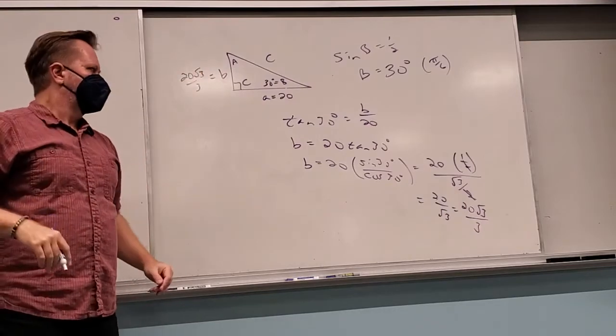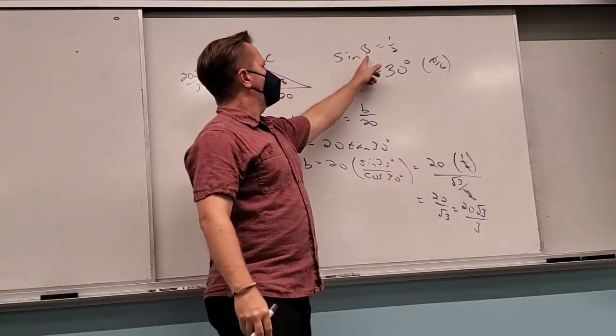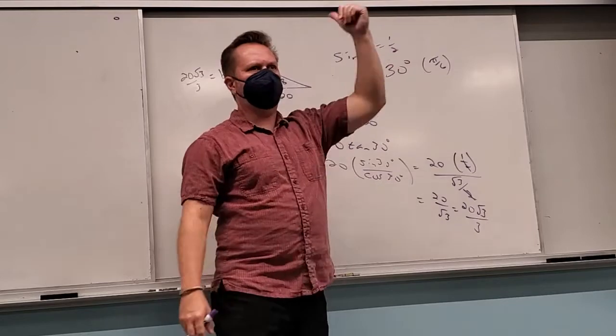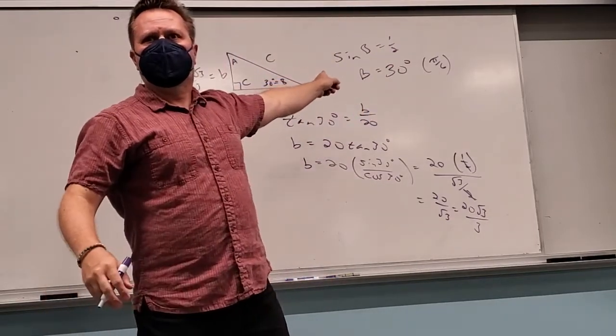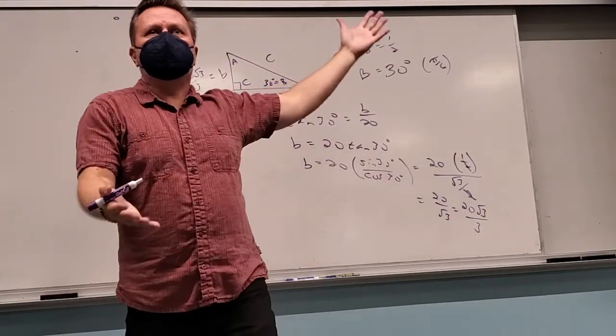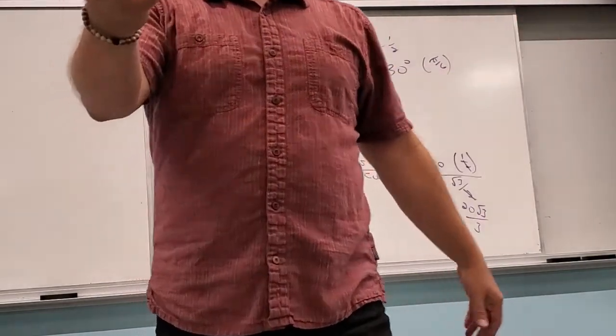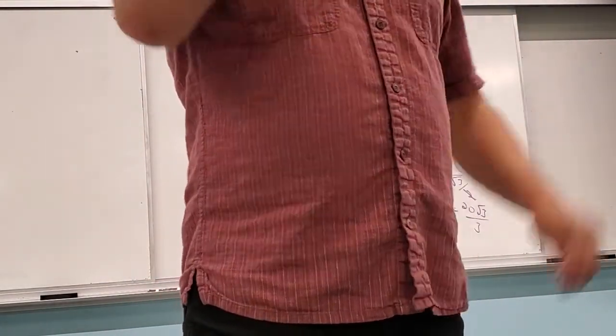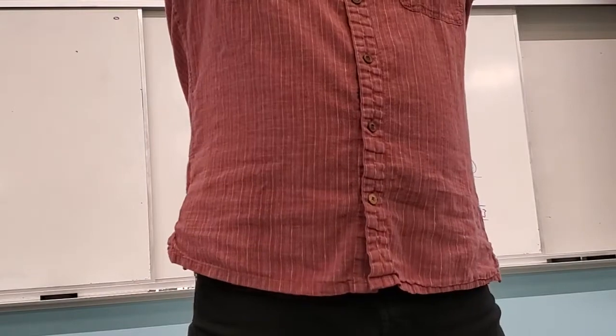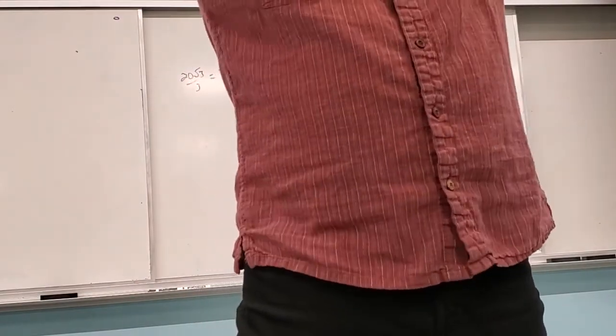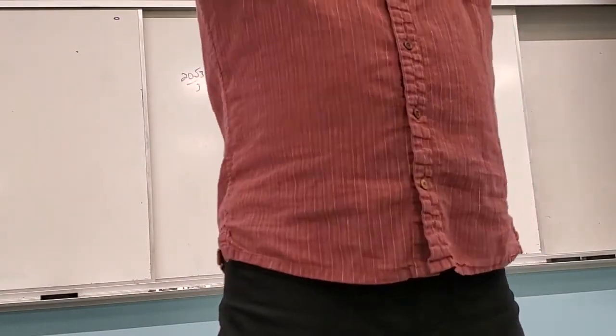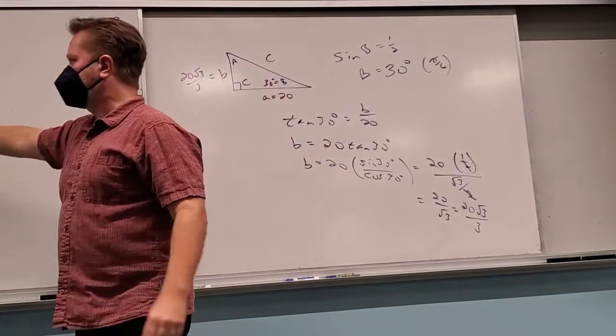Okay. If they would have told me sine B equals 1/3, could I have done it this way? Because we don't know an angle where the sine is 1/3, do we? We know 1/2, we know rad 2 over 2, we know rad 3 over 2, we know 1, we know 0. I don't know 1/3. Then we would have had to have done it this way.